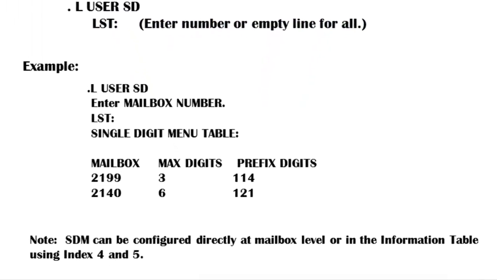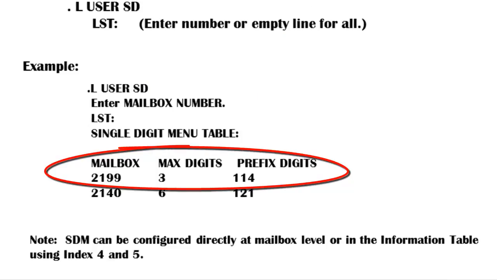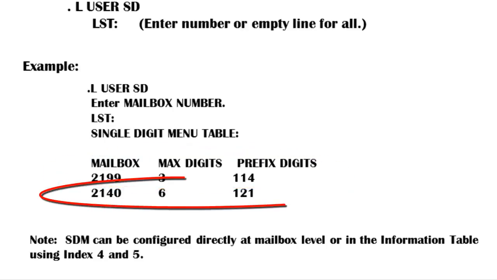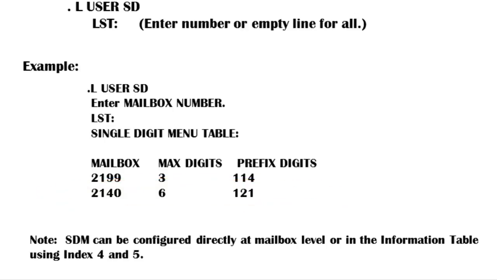The example below shows us that mailbox 2199 has a single-digit menu option configured in which there is a maximum of 3 options and the prefix digits of 114. And mailbox 2140 has the single-digit menu option configured in which there is a maximum of 6 options with the prefix digits of 121. Please keep in mind with the flexibility on the Serenade server, single-digit menus can be configured directly at a mailbox level or in the information tables using Index 4 and 5.